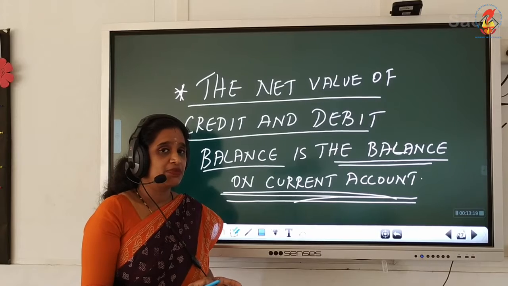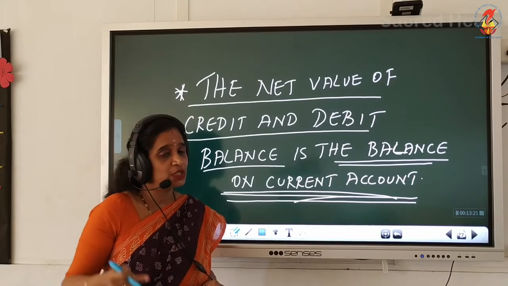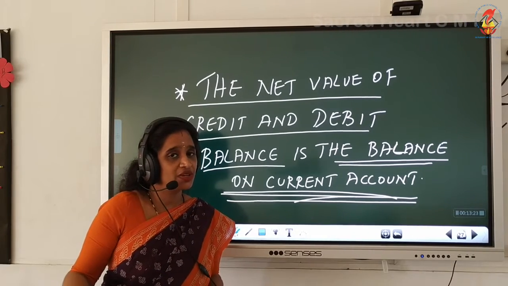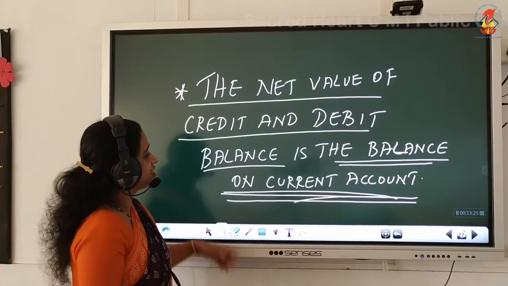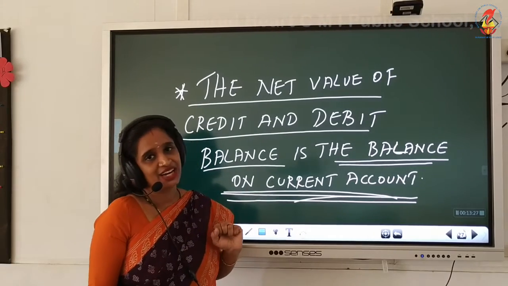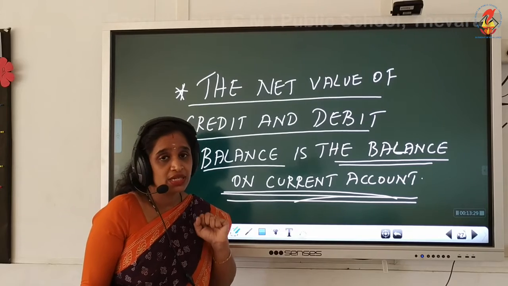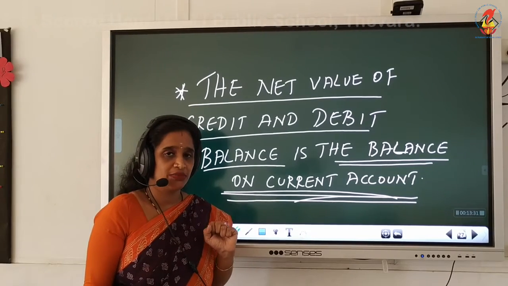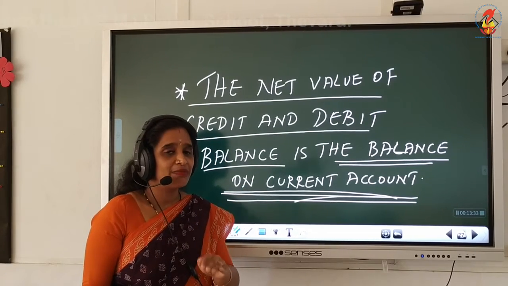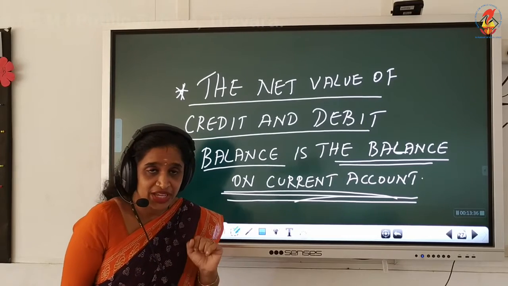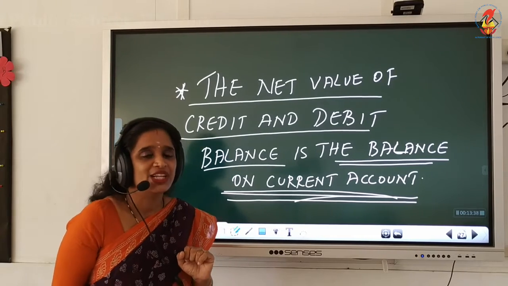Then receipt of unilateral transfer should be equal to payment of unilateral transfer. If all these are equalized, automatically there will be balance on the current account. So when a question is asked, what is the balance of current account? That means all the three items in the current account should be balanced. Then we can say there is balance on the current account.